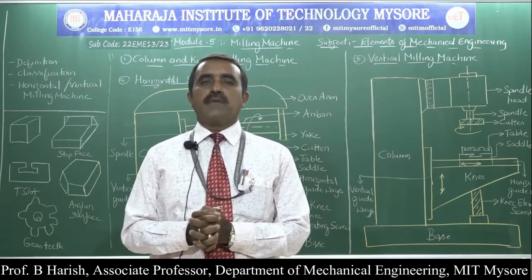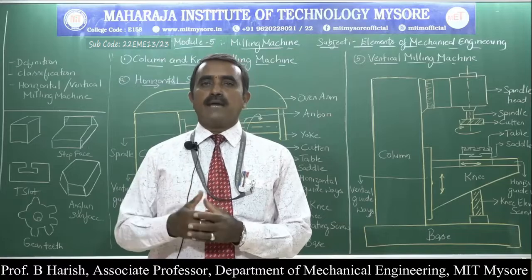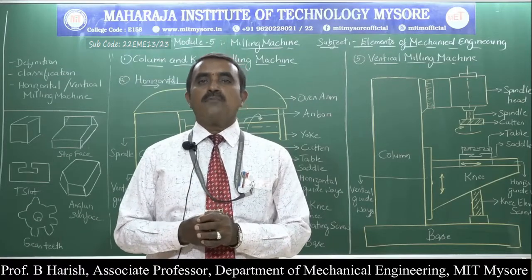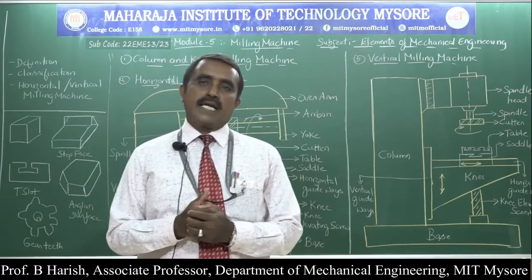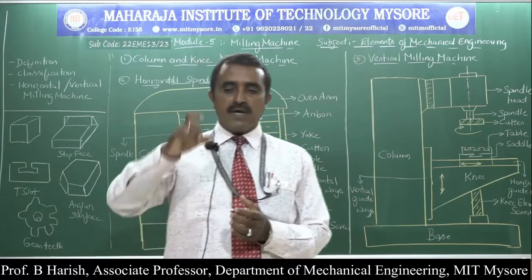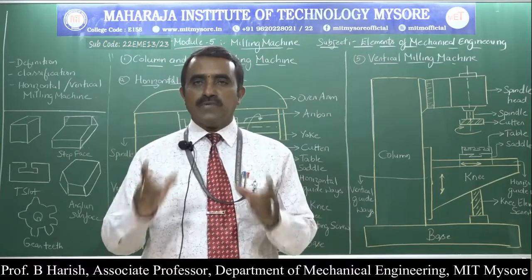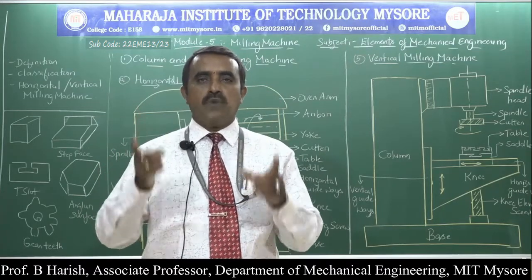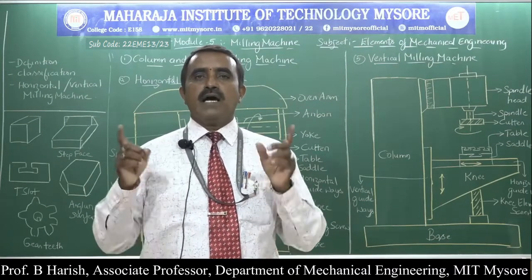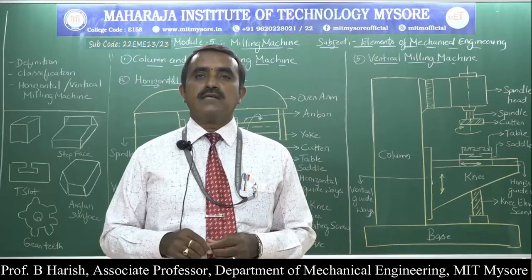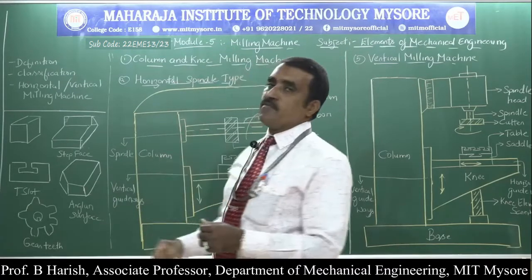Basically, milling machines are classified into different types. The first type is the column and knee type of milling machine. The name is given because if you observe a milling machine of this type, it has two major parts, one is the column and the other is the knee, hence the name column and knee type milling machine.